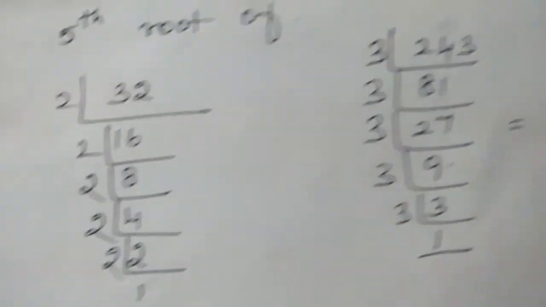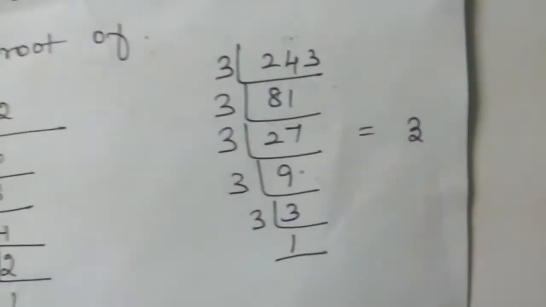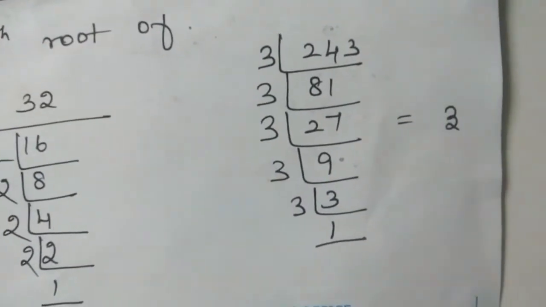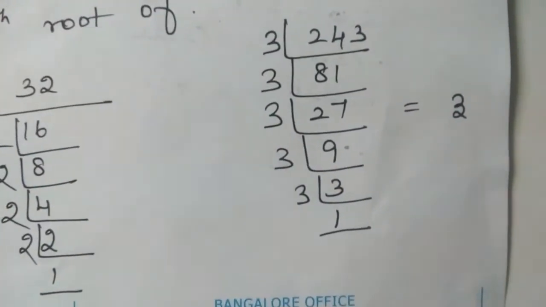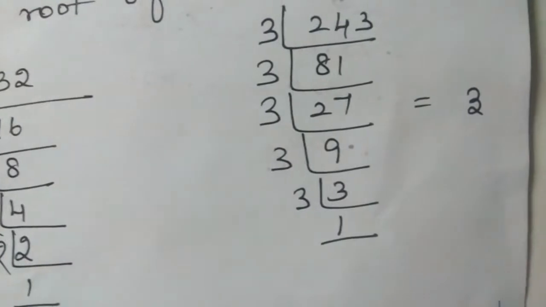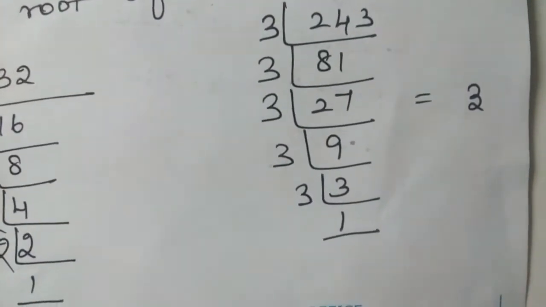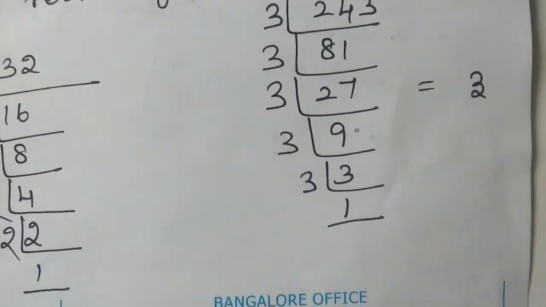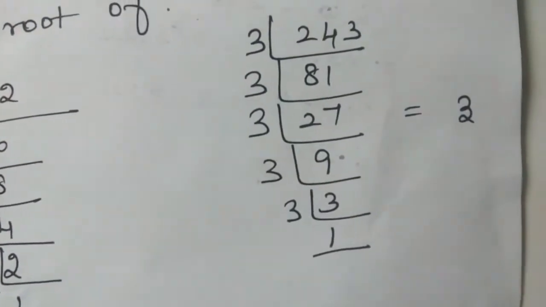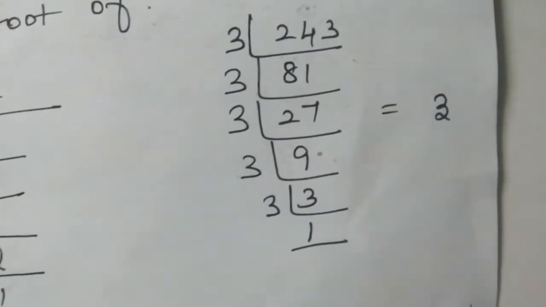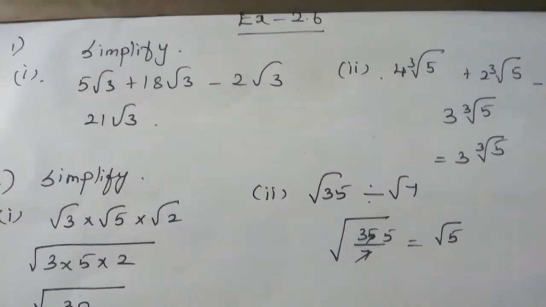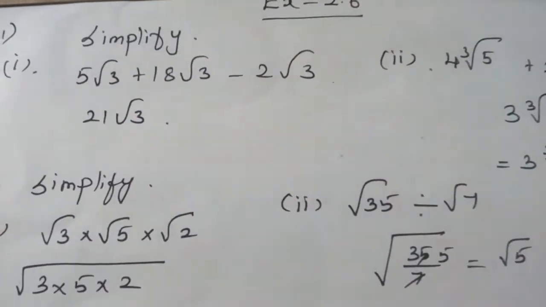Now the second question is 243. For this also we are just proceeding with 3. So here also the fifth root is 3. So we can write the answer: the fifth root of 243 is 3. That's clear, ma? Okay. In exercise 2.6 the first question is simplify.